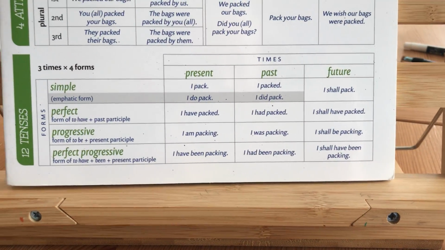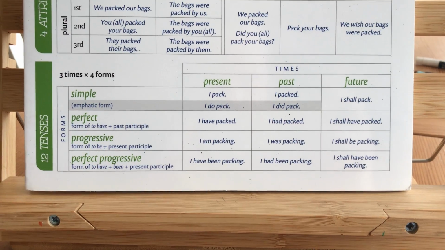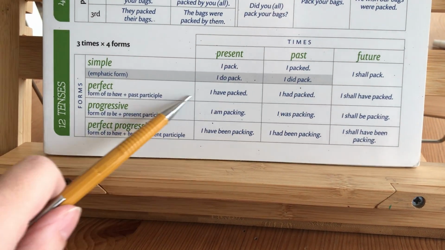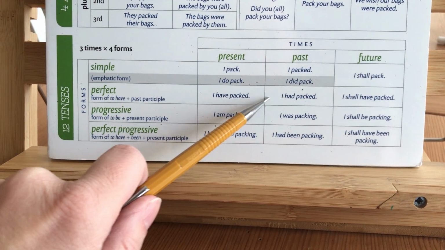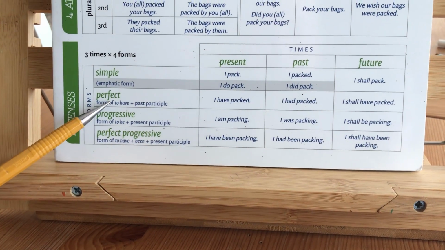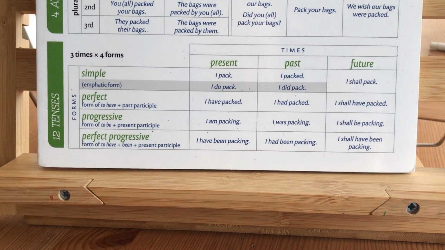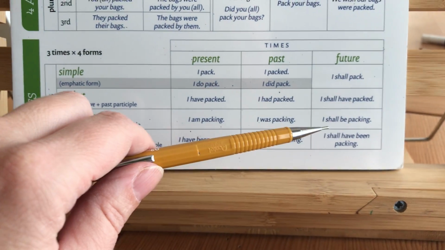If I said, find for me the past perfect tense example here. Past perfect. I had packed. Perfect always has a form of to have with a past participle. How about future progressive? Progressive in the future. I shall be packing.